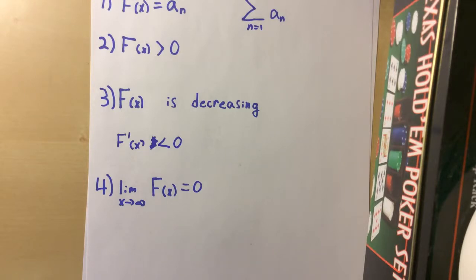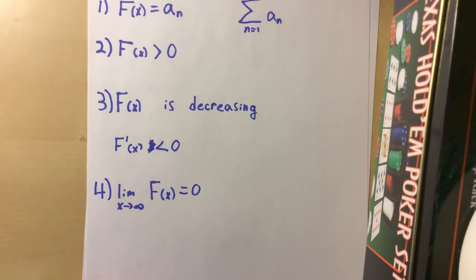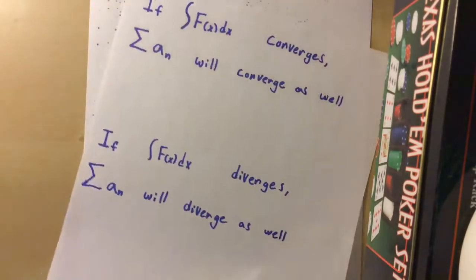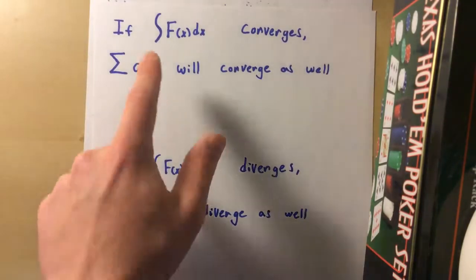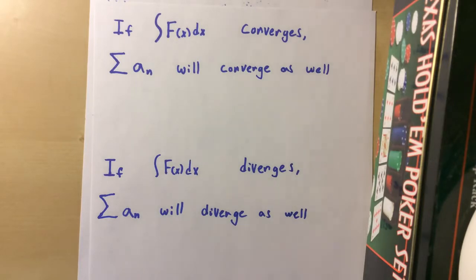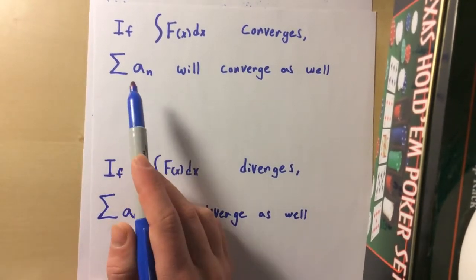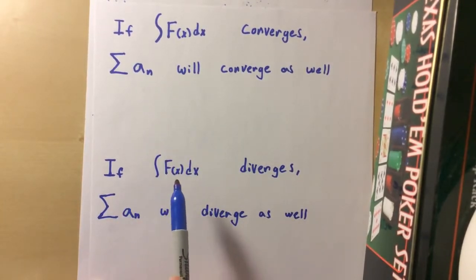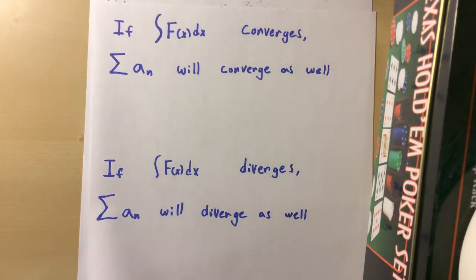And that is very similar to the nth term test. So basically what's going to happen after these conditions are met is that our series is going to follow the integral. So if the integral of f of x dx converges, then the series, the sum of a sub n, will converge as well. And likewise, if the integral diverges, then our series will diverge as well. And let's see why that is.